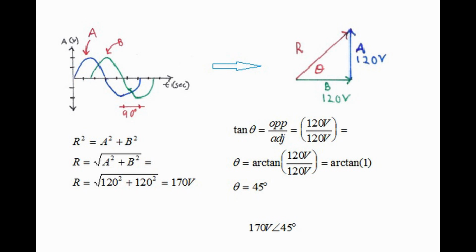In conclusion then, the two sine waves have combined to create a new wave, which is called the resultant. It's at 170 volts and at an angle of 45 degrees, so it's offset from both waves. Also notice that I always say arctangent when other people say inverse tangent, but it's the same thing.